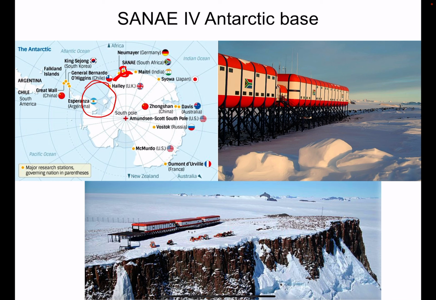Our closest neighbors are the Germans at the Neumayer base, and this is what the South African base looks like. It's on stilts like this because of the weather, because of the amount of snow and precipitation that happens. I realize this bottom figure is not very clear, but what it shows you is the actual location of the base. It's located on top of this rocky outcrop that's called a nunatak.